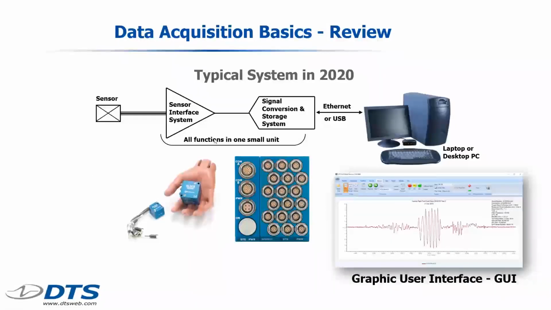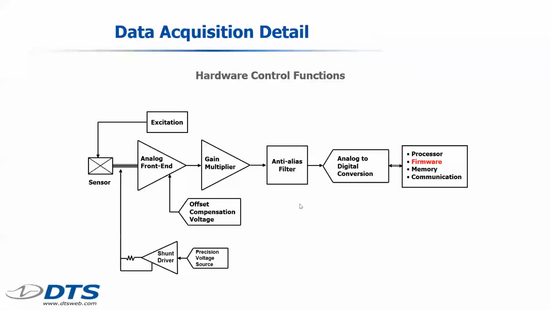So a typical system in 2020 basically looks like this. You've got an all-in-one unit where you plug sensors into one side and Ethernet or USB into the other, and then we have a graphic user interface running on the computer that allows us to set up, download, and look at data. So let's talk about the fundamental hardware control functions in the signal chain.